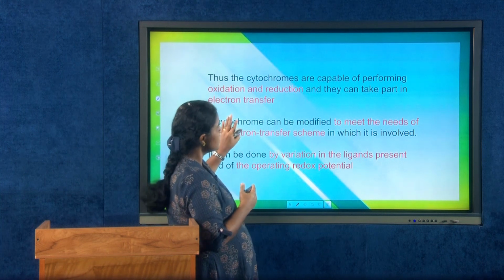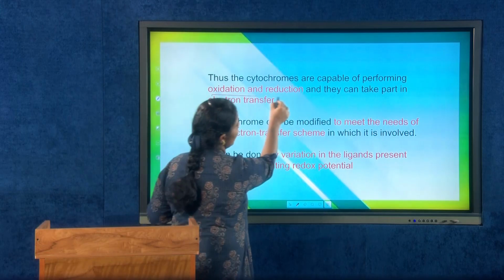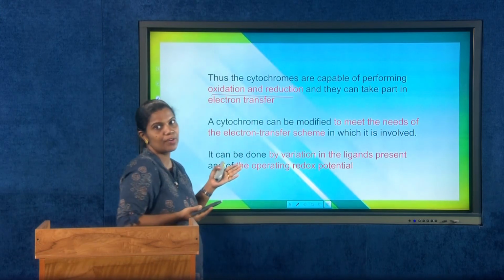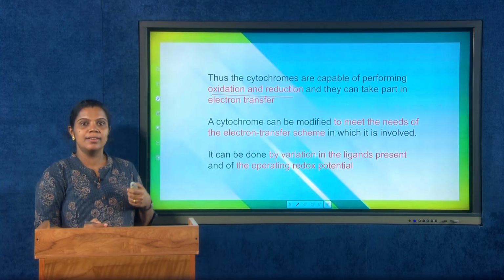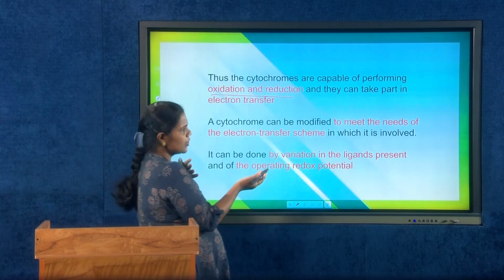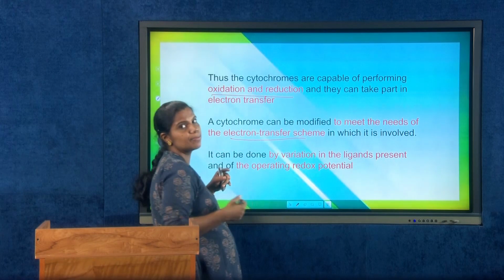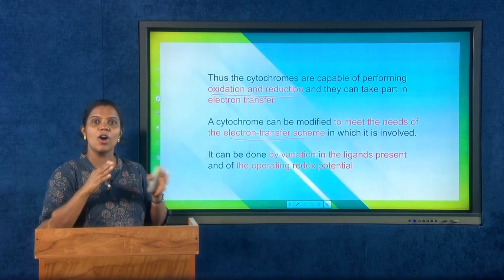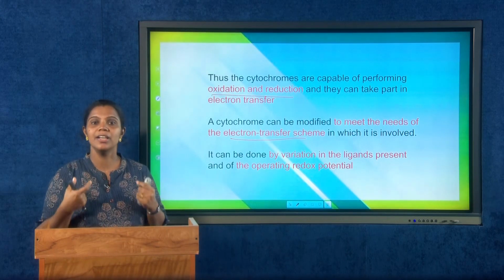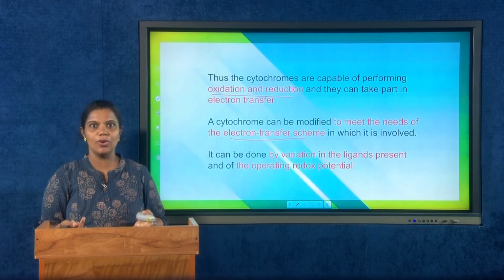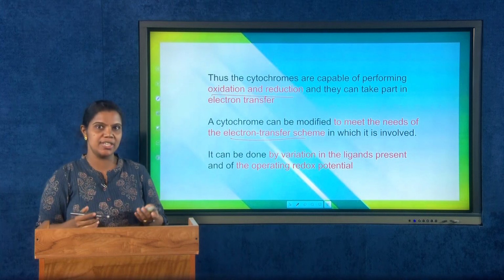Now, we understand that cytochromes are capable of performing oxidation and reduction, and they likewise take part in the electron transfer process. We can modify the cytochromes to meet the needs of the electron transfer scheme. So, in each organism or each life process, it is organized in such a way that it meets the requirement of that biological process, and we already learned that it is different from species to species.